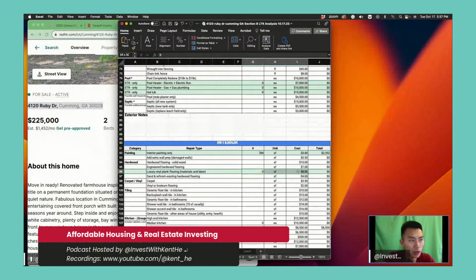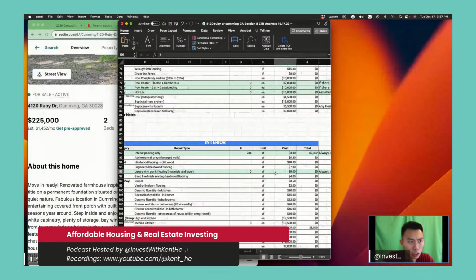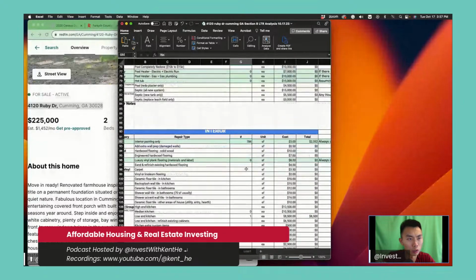I don't have any flooring right here, so no LVP needed. I typically paid about $8 a square foot in Scottsdale for my properties. That's where I got that number. In every market, chances are it's going to be a little different. I'm right around $3 to $3.50 a square foot to paint the place, so I'm leaving $3 a square foot for this market for 784 square feet.